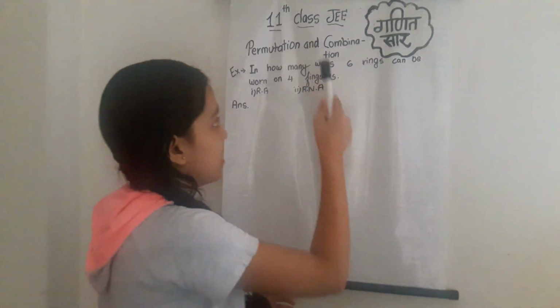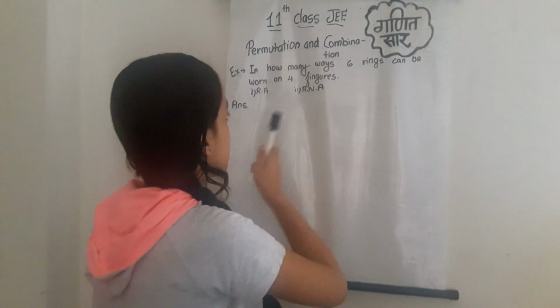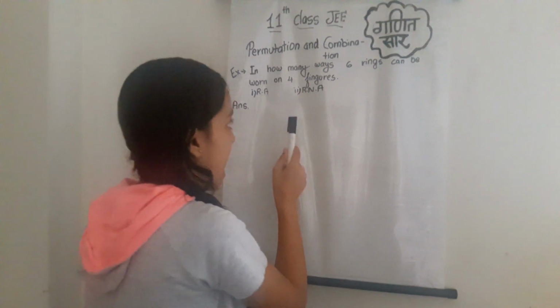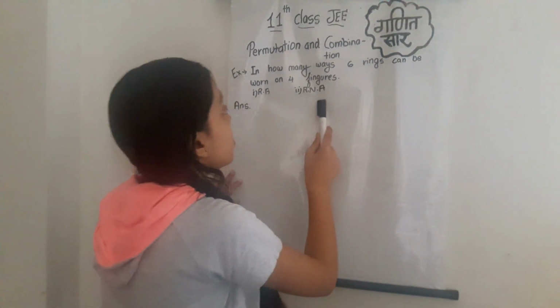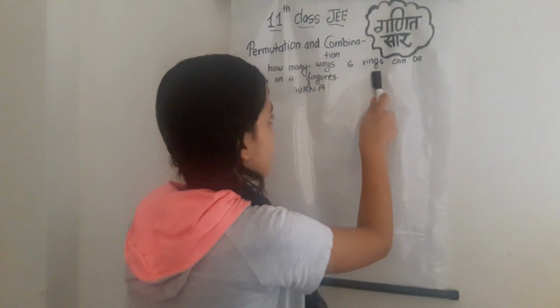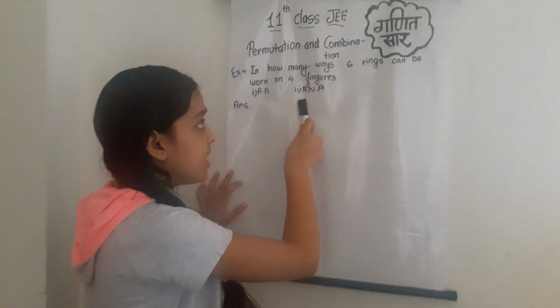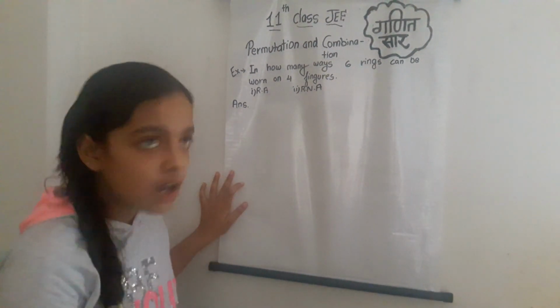In how many ways can 6 rings be worn on 4 fingers? The first part is repetition allowed and the second part is repetition not allowed. So what is the question saying? The question is saying that there are 6 rings, and in how many ways can they be worn on the 4 fingers. So the first part is repetition allowed.